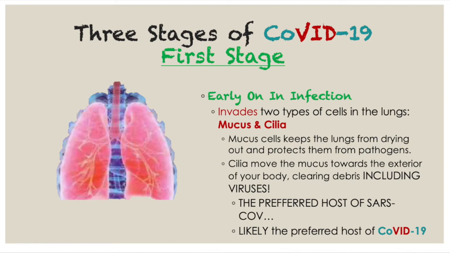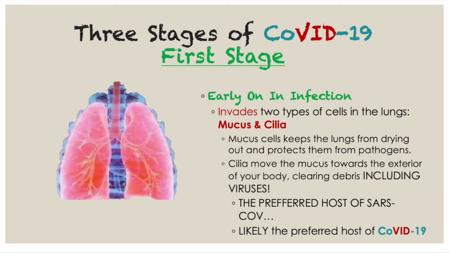So what happens if these cilia cells die? Remember that the function of cilia is to move the mucus towards the exterior of your body, clearing debris, which includes viruses. So if they die, there's a lot of slough that's going into your airways, and then it fills them with debris and fluid. Now, what do you think are the symptoms that a patient may exhibit if the cilia cells die?